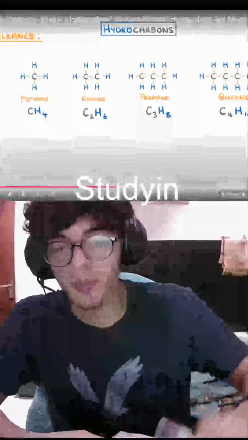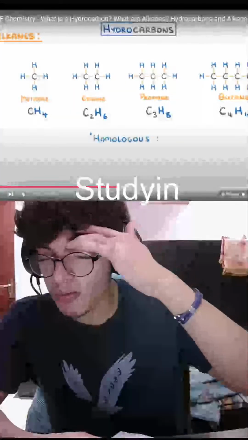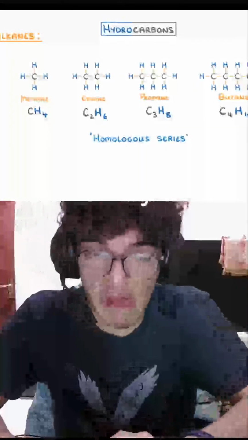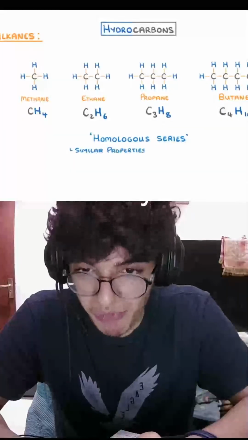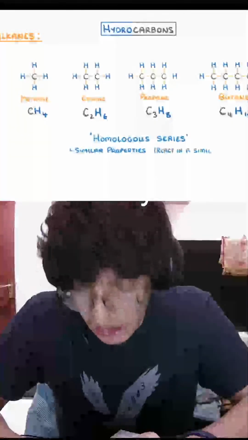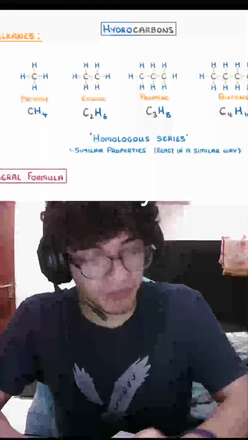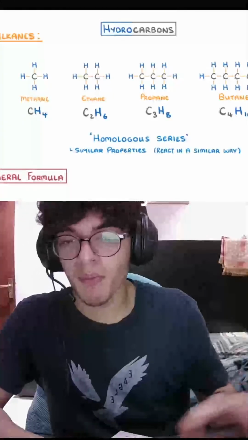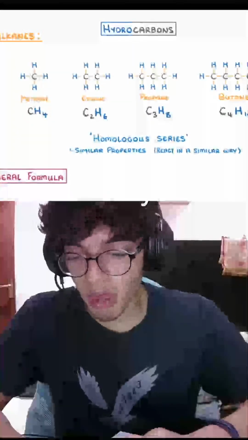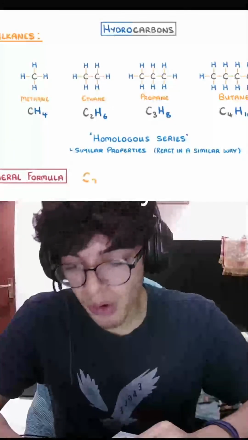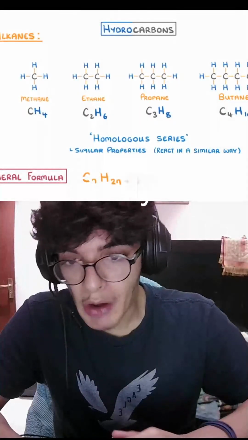We call groups of organic compounds like this homologous series, and it means that they all have similar properties, and so react in a similar way. It also means that we can write a general formula, which describes the entire series, and in the case of alkanes, the general formula is CnH2n plus 2.